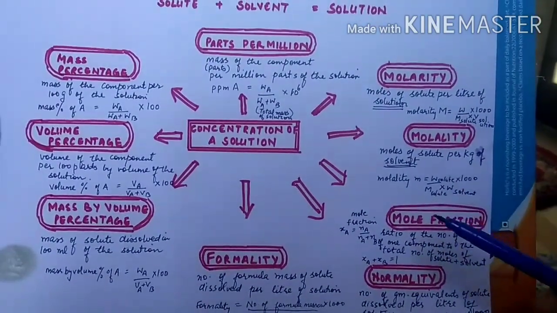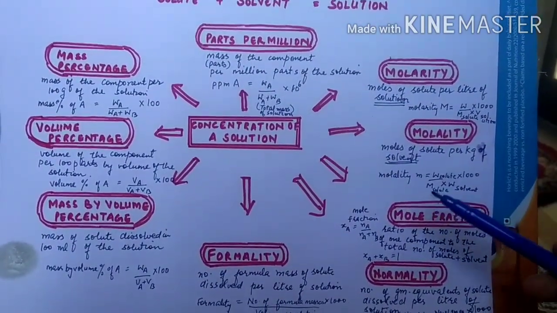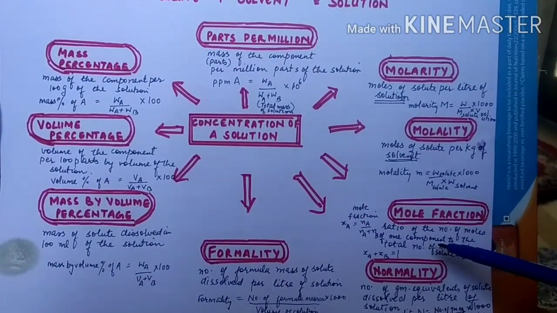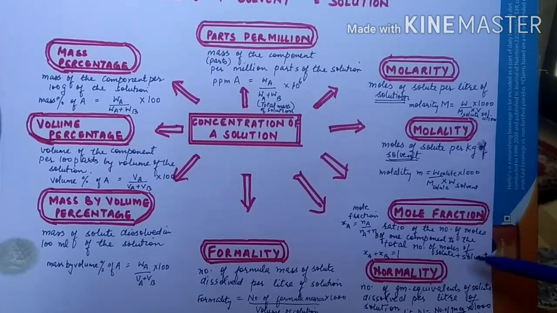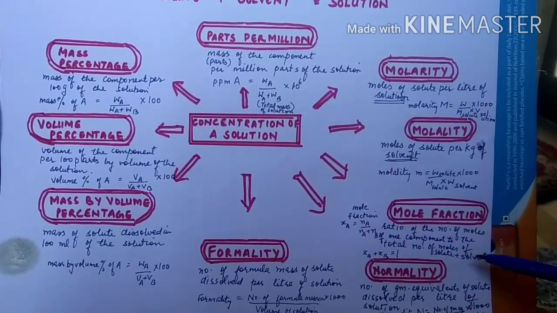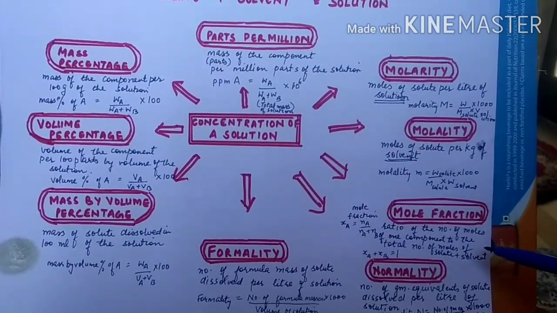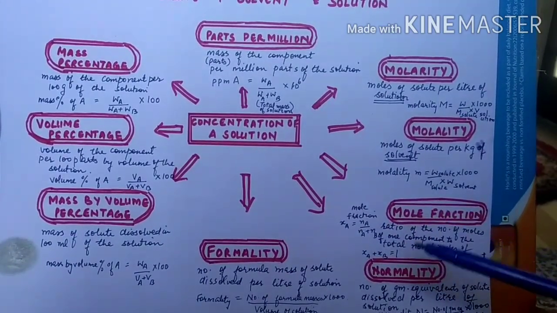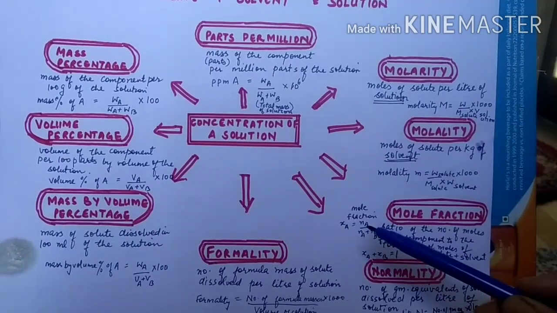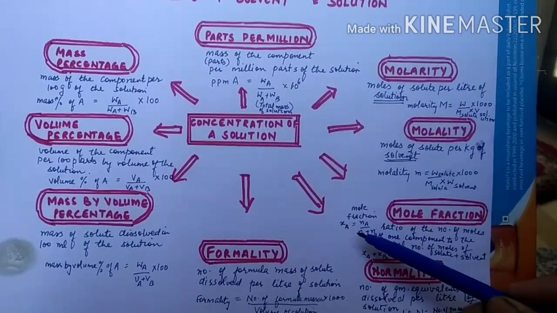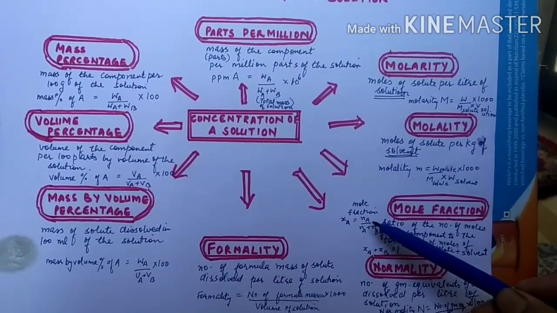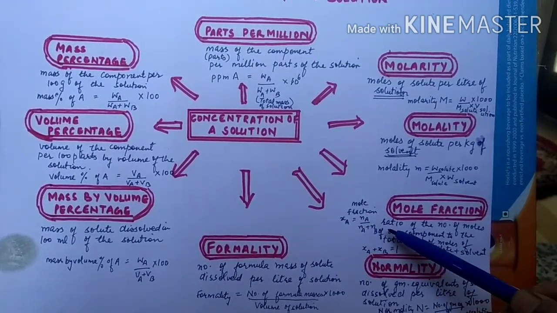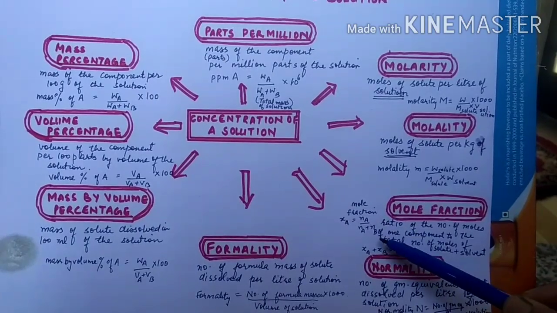Then the next term is mole fraction. Mole fraction is defined as the ratio of the number of moles of one component to the total number of moles of all the components, that is solute plus solvent, for a binary mixture. How will you calculate the number of moles? It is mass divided by molar mass. So XA, the mole fraction of A, will be NA, the number of moles of A, upon the total number of moles NA plus NB. It's a fraction.